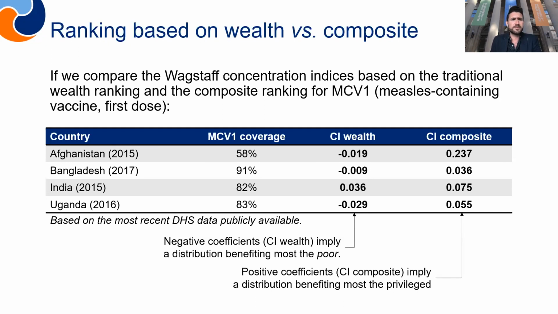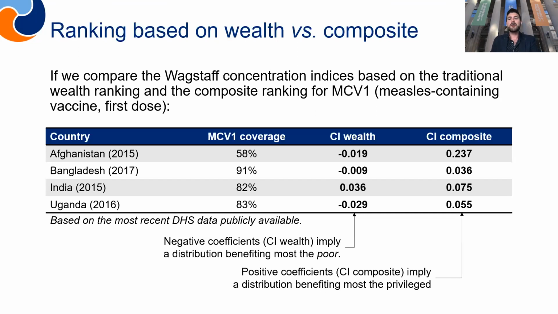So here are some examples from the most recent DHS Demographic and Health Survey data sets, taking a look at measles MCV1 vaccination coverage in Afghanistan, Bangladesh, India, and Uganda. And if you take a look at what you would get if you examine the distribution of MCV1 coverage over socioeconomic status based upon the asset index alone, you'd come up with a concentration index that for 3 of these 4 countries looks pro-poor and is pro-poor. And the takeaway message from that would be that equality is good, and actually these investments are going more towards the poor.